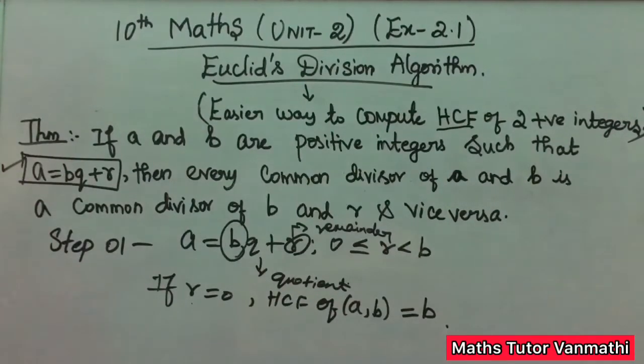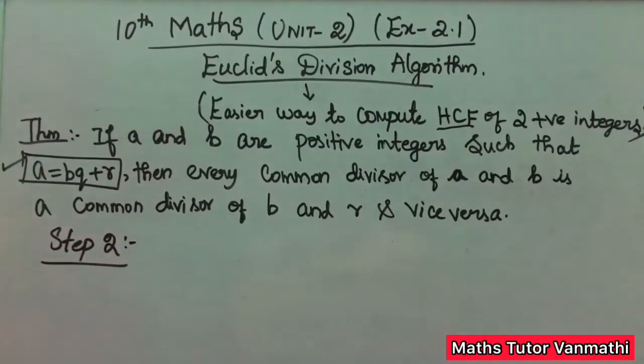A equal to BQ plus R, where R lies between 0 to B. Here Q is the quotient, R is the remainder. If R is equal to 0, then B is the highest common factor of A and B. This is your step 1. Next we can see step 2.